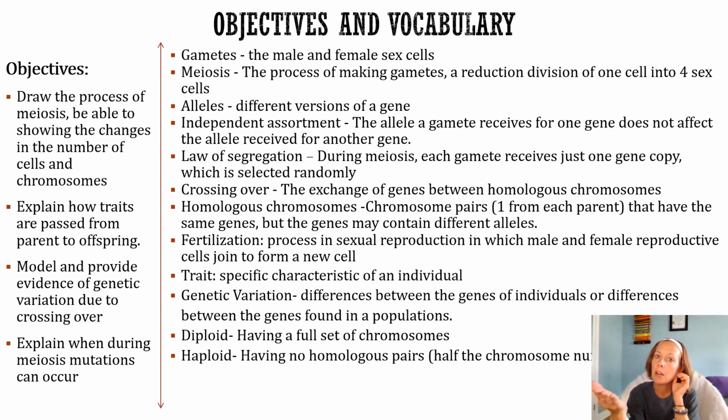So for this week, our objectives are vocabulary. The vocabulary is on Quizlet. Don't forget the objectives right here. So you're going to be able to draw the process of meiosis and show chromosome differences as we go down. You're going to explain how traits are passed from parents to offspring. You're going to model and provide evidence of genetic variation due to crossing over, and explain when during meiosis mutations can occur.